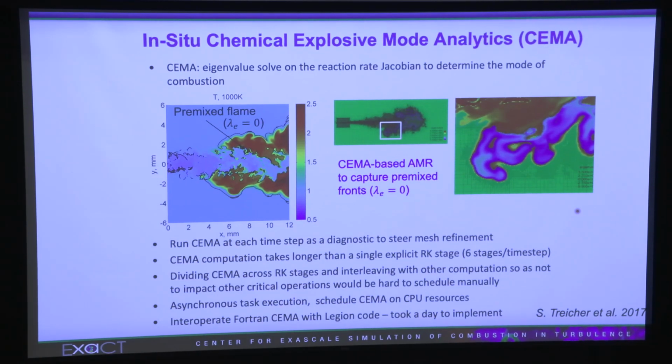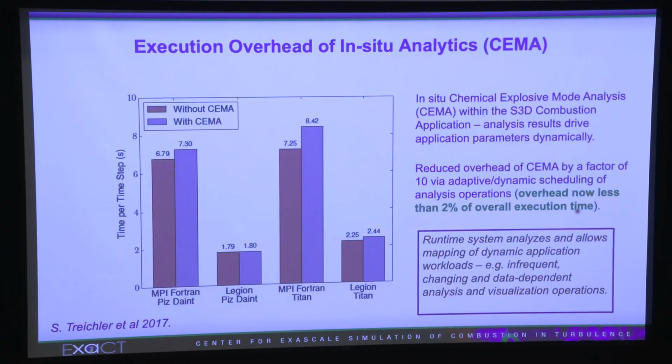And dividing this algorithm across multiple RK substages and then interleaving it with other computations so that they don't impact other critical operations would have been ridiculously hard to schedule manually. But with this Legion runtime and programming system, we were able to do asynchronous task execution, scheduling CEMA analytics on the CPU resources where some of the computation was actually running on the GPUs. And the interoperation between Fortran CEMA with the Legion code took the CS guys only a day to implement. It would have taken us months to handwrite this code.